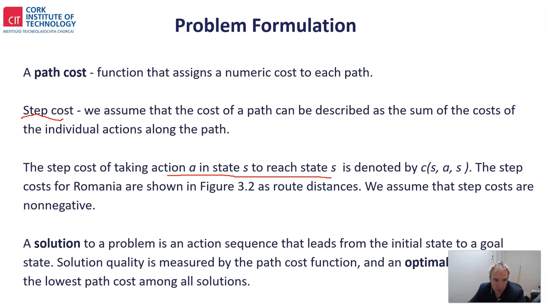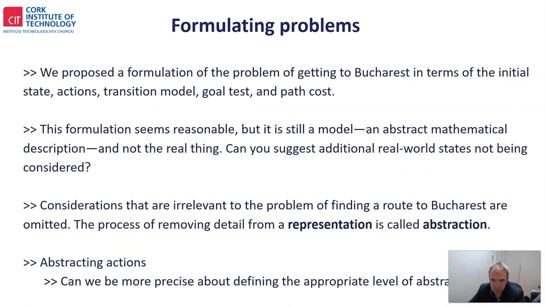A solution to a problem is an action sequence that leads from the initial state to a goal state. Solution quality is measured by the path cost function, and the optimal solution has the lowest path cost among all solutions. Again, there is a multitude of solutions in our examples, so the optimal solution is that which will have the lowest path cost of all those solutions. Okay.